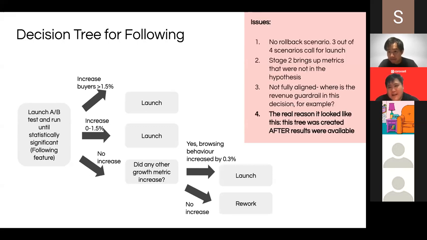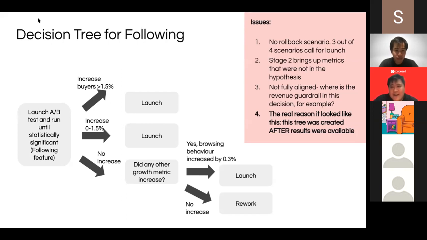Okay, a couple of issues with this approach. Not everything I'm going to tell you are good examples. The first is that there's no rollback scenario. Three out of four of the final scenarios actually call for full launch. That's not very good, because people feel that you're not genuine and sincere about testing this. You basically say I can't be wrong. Even the last one is just rework.